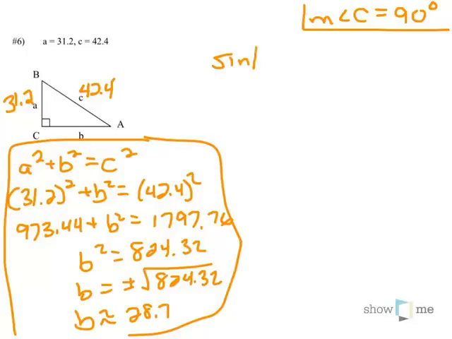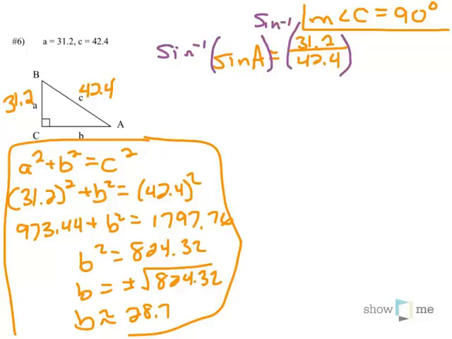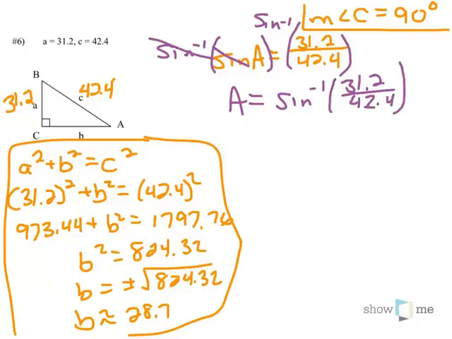To get A by itself, A is attached to sine by sine. To unattach it, you need the inverse of sine, also known as sine inverse. If you do it to one side, you got to do it to both sides. On the left, two inverse operations cancel. On the right, you get sine inverse of 31.2 divided by 42.4. Put that in your calculator and you get angle A is 47 degrees, 23 minutes.